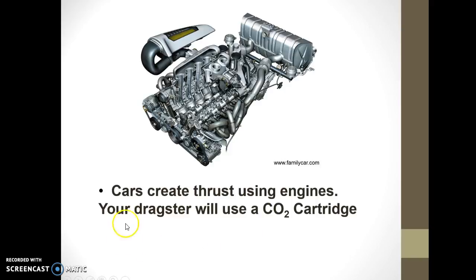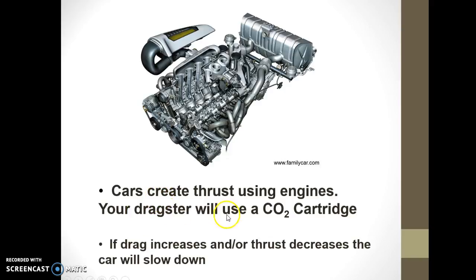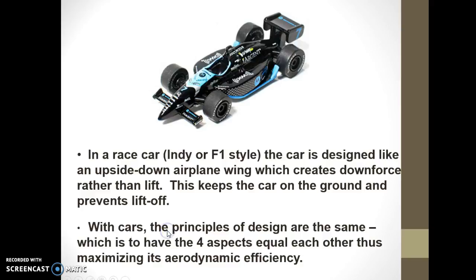Okay, so cars make their thrust using their engines, using gasoline. Our cars will use our CO2 cartridge. So if the drag increases, if you have more frontal pressure or more rear suction, or the thrust decreases, from a bad cartridge or something like that, the car will slow down. We are keeping our thrust constant since we're all using the same exact cartridges, so we're really looking at drag in the design of your cars.